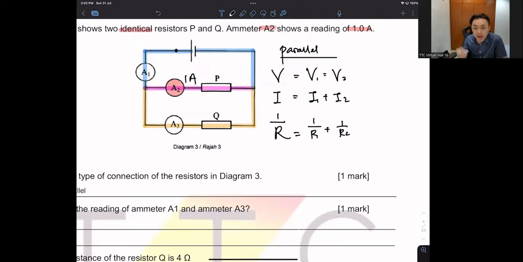Okay? Now, what do we call this point? What do we call this point? The current just only come out from battery. That is actually what? Yep, that will be your total current, right? That's your total current. You see that? Total current. Follow? Now, what about A2, A3? What about A2, A3?